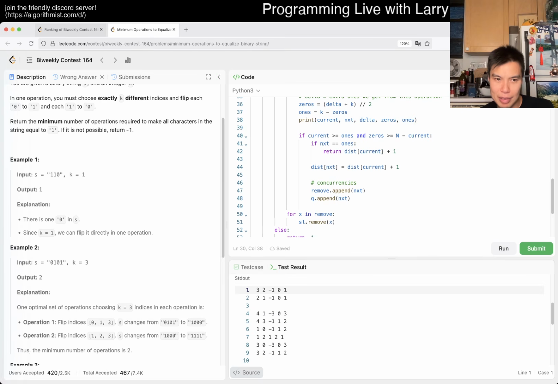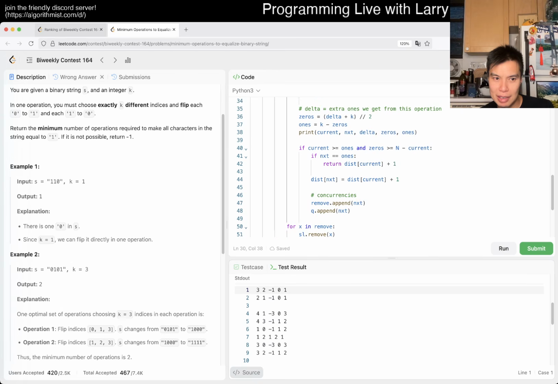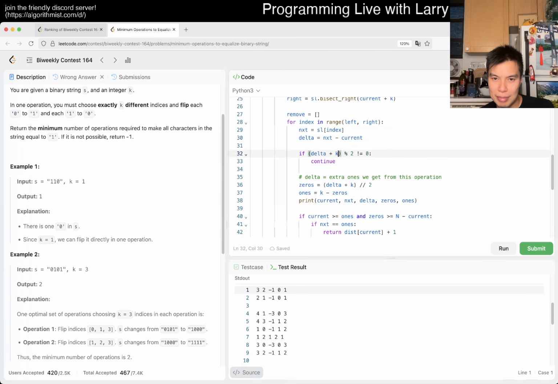Okay, so you start at 3 ones. Delta is negative 1. This is right, and then 3, 2 is next, right? Delta is negative 1. Okay, we need 0 zeros and 1 ones. That's not right. That's definitely not right. Right? Yeah, that's definitely not right.